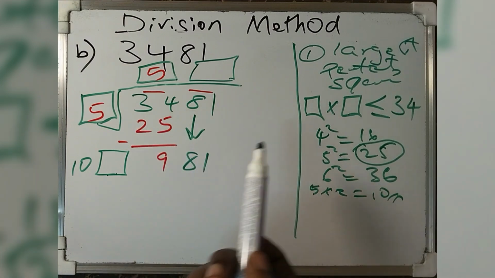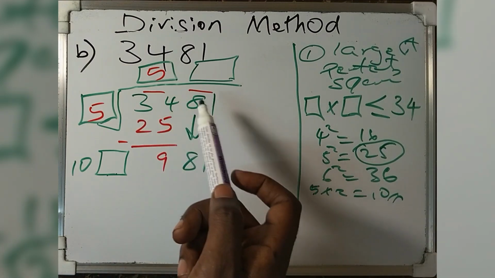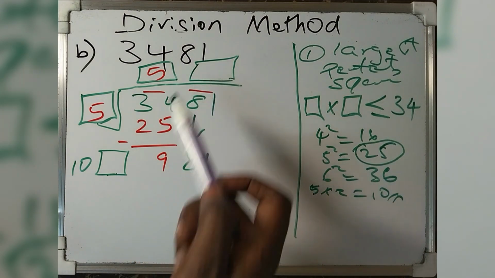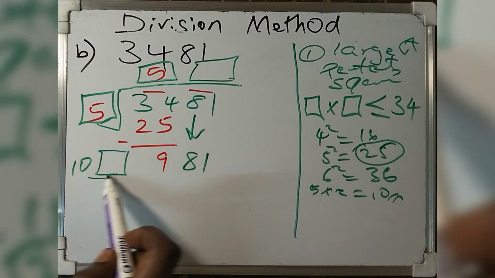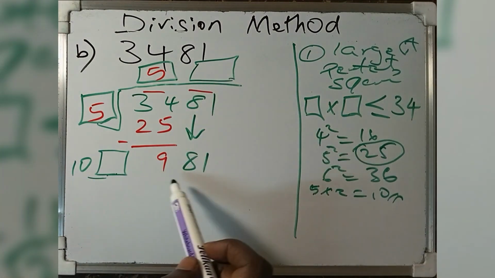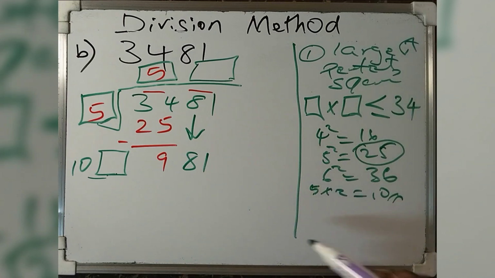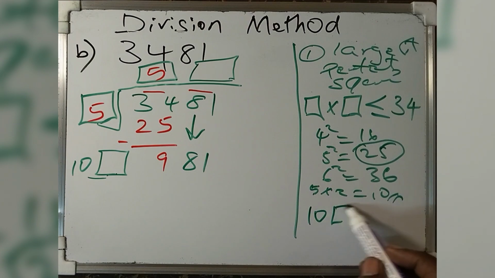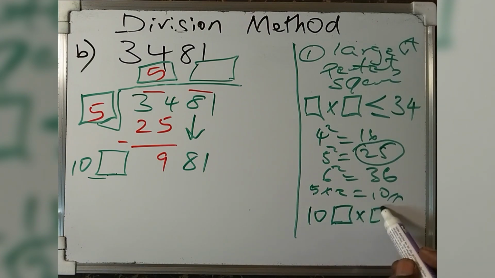Since we have two groups, it means that now this one is a perfect square, and the number that we have here times this one, the divisor times the quotient, will give us 981. So what we're looking for is 10 times this one is equal or less than 981. So we make a good guess.